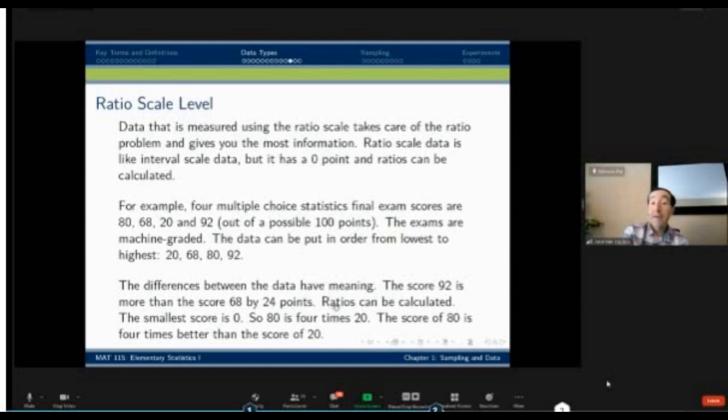And in this case, I actually can calculate ratios. I can take the 80 divided by 4 to get 20, right? So 80 divided by 20 is 4. So the score of 80 is 4 times better than the score of 20. I can calculate those ratios, and the smallest score is 0. So that means this is actually ratio scale. All right, any questions about those data types?